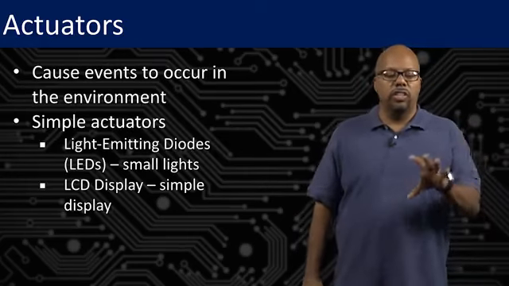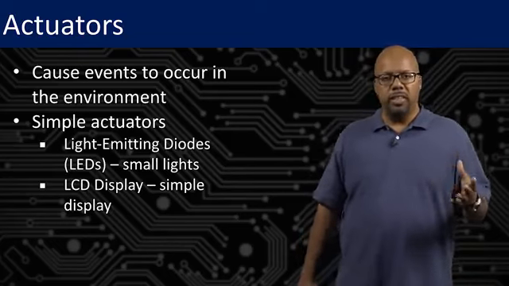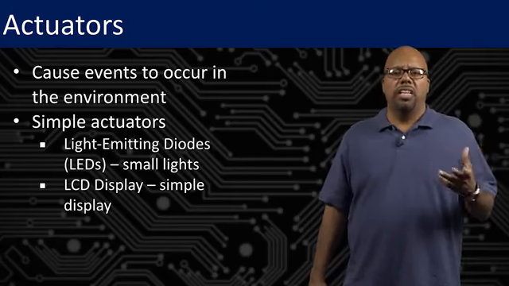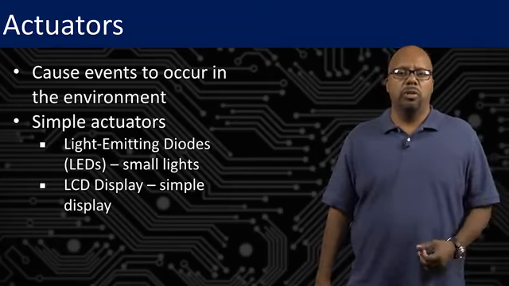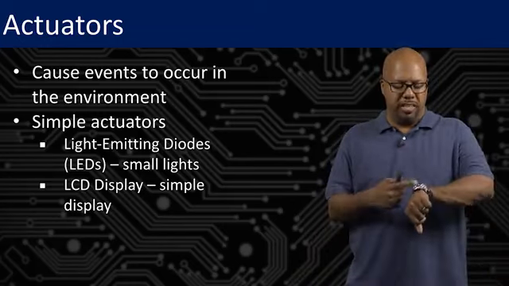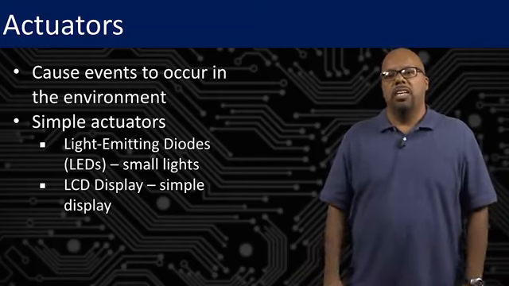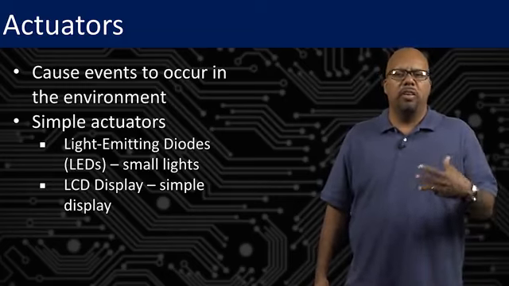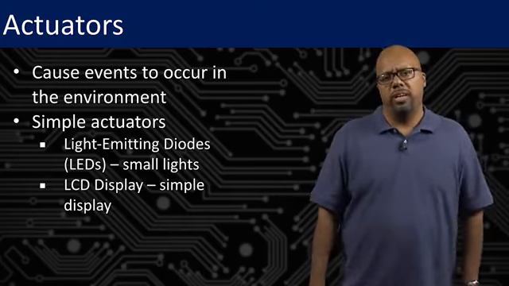Actuators cause events to occur in the environment. There are some simple ones. LEDs, light emitting diodes, they turn lights off and on. LCDs, liquid crystal displays, that's like what's on my digital watch. You've seen these. They're not backlit, so they're not as bright. But they're low power, but they're useful. You can put numbers on them, something like that. So that's a relatively simple display.